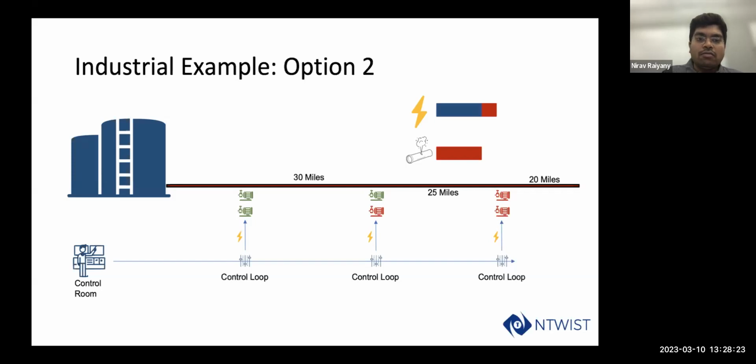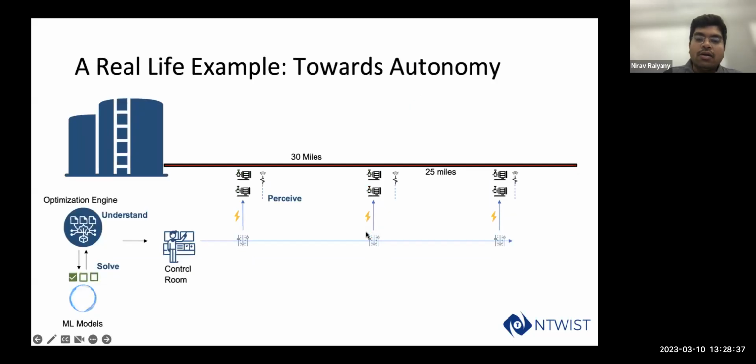So the way it works with just the automation is that a control room operator, based on their own experience, would make these selections and operate the line. Now let's see how, when we move towards autonomy, this situation would change.